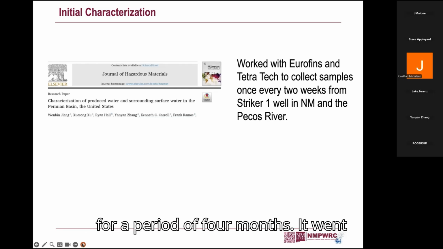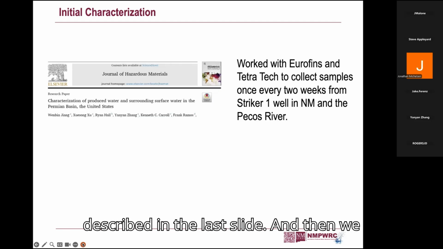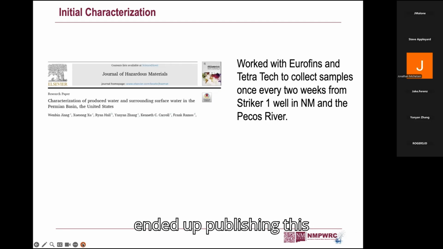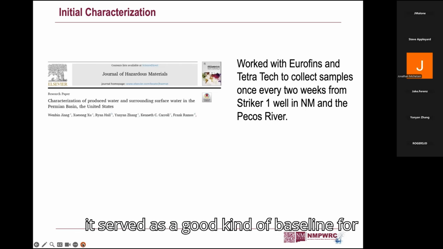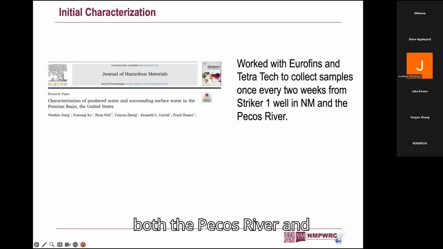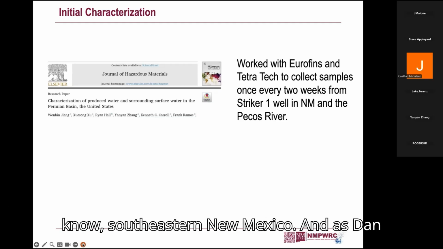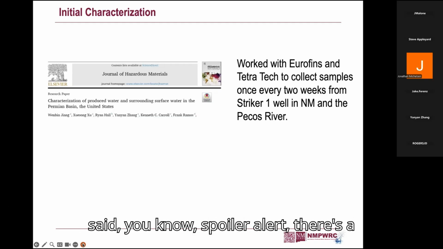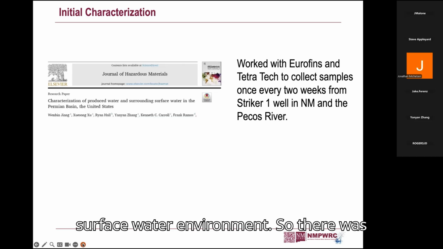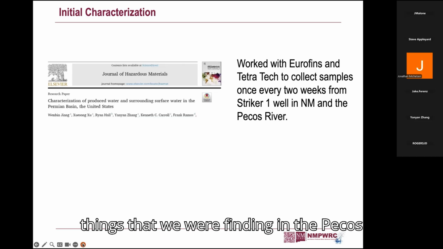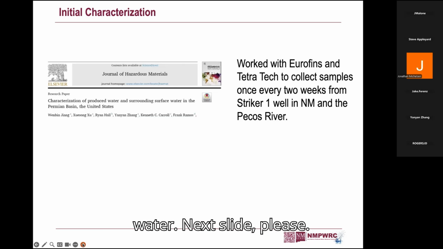That went on for a period of 4 months. It went through that analyte list that I described in the last slide, and then we ended up publishing this, and that data has been out there, and it served as a good baseline for both the Pecos River and raw produced water in southeastern New Mexico. And as Dan said, spoiler alert, there's a lot of organics in the surface water environment. There were things that we were finding in the Pecos River that really aren't in produced water. Next slide, please.